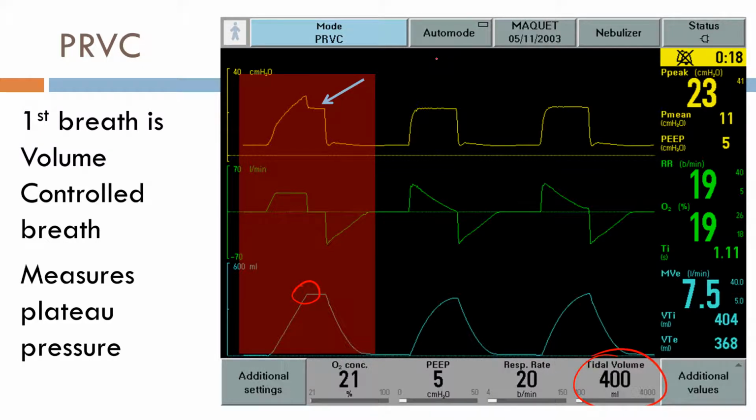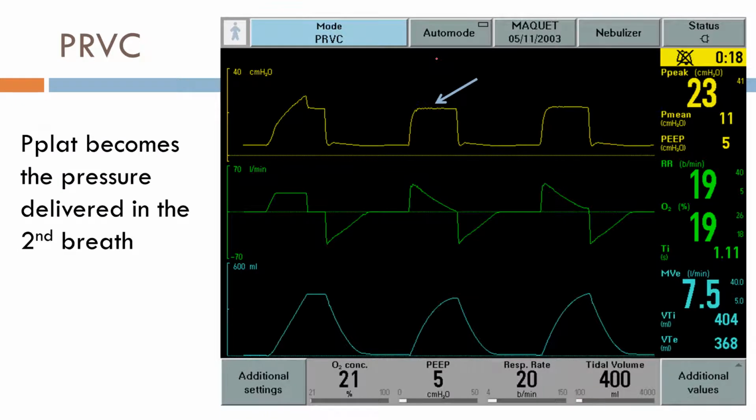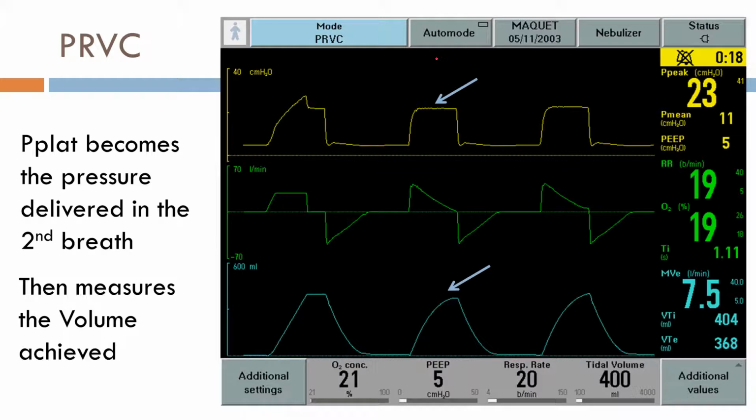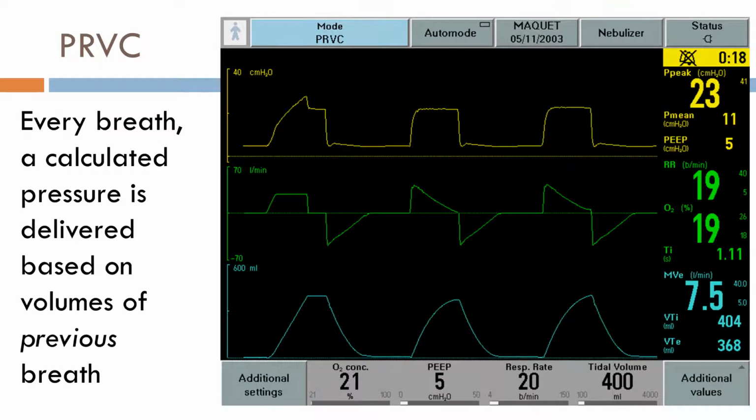So the pressure of the second breath will be the plateau pressure from the first breath. And as a result, we'll measure the volume achieved at this point. Now, at this point here, the computer is figuring out if the volume achieved here is below, at, or above our goal of 400. Now, the pressure of the following breath will be determined based on the volume of this previous breath. Going back to our statement, every breath, a calculated pressure is delivered based off the volumes of the previous breath. So let's use some numbers in this example.